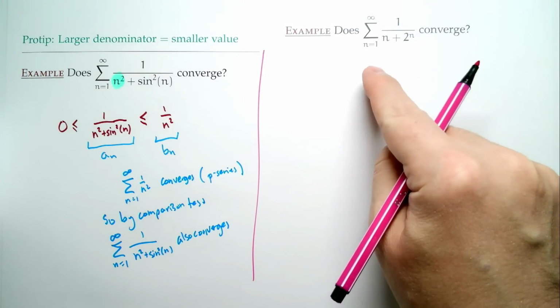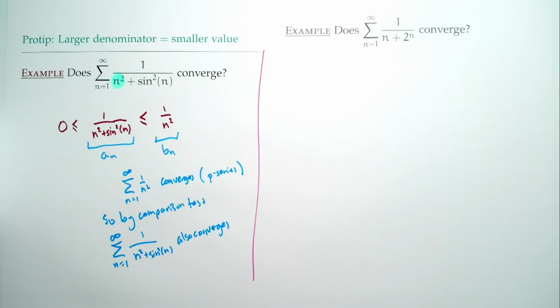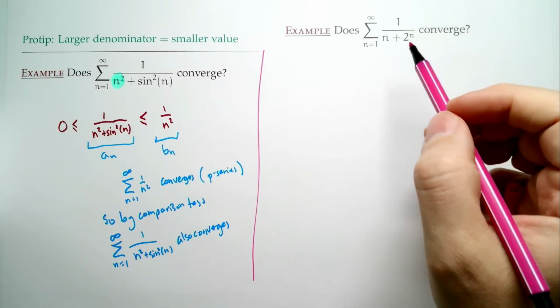Does the sum from 1 to infinity of 1 over n plus 2 to the n converge? Again, we're coming to the place where we're not going to be finding values. We're only interested in, does it converge? Does it not converge? It's like we've become a binary, yes or no. So, now, what do we have?